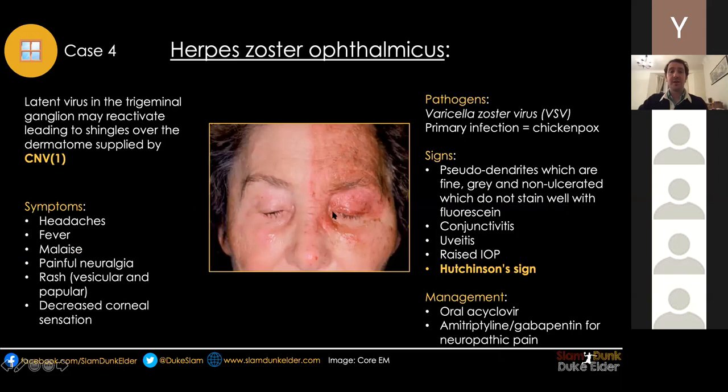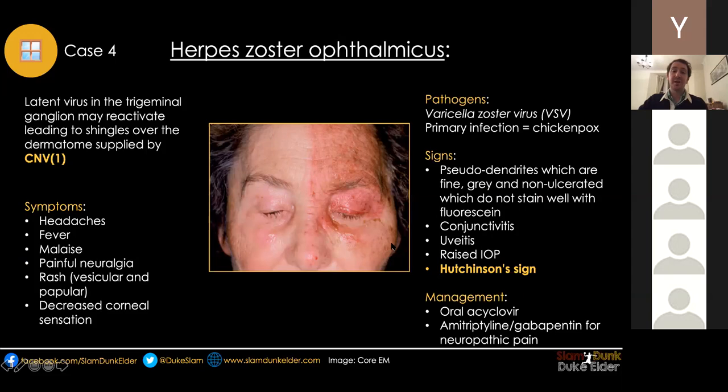So here we have herpes zoster. So you get this classic dermatomal rash over the ophthalmic division of the trigeminal nerve. So again, you have the latent virus in the trigeminal ganglion, and when it reactivates, you can get this dermatomal pattern of the rash. It's typically a vesicular and papular rash, and it can be defined as Hutchinson's sign.